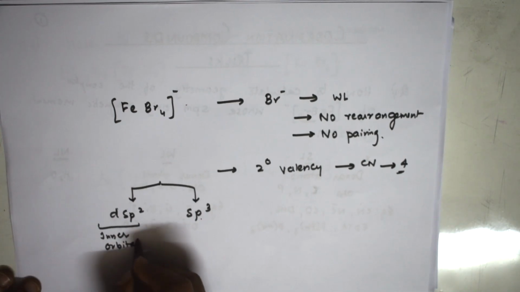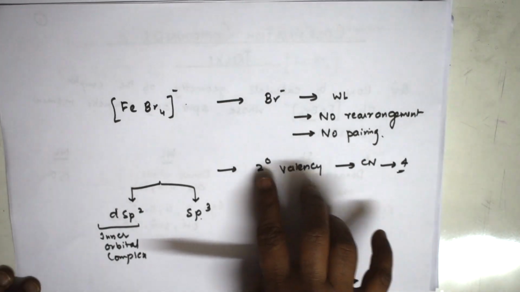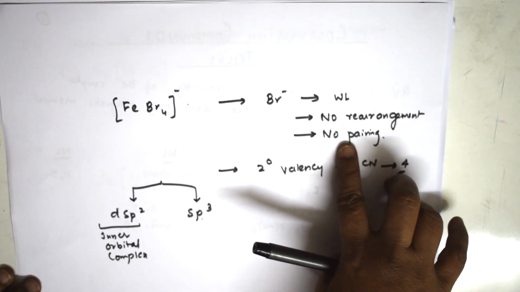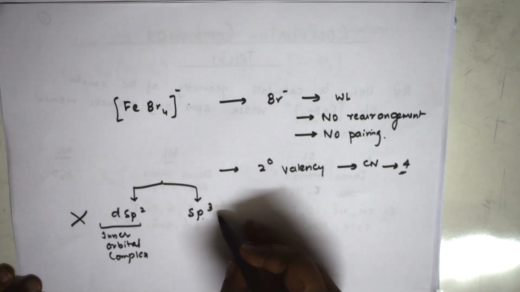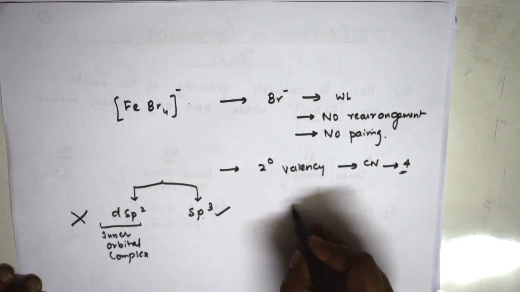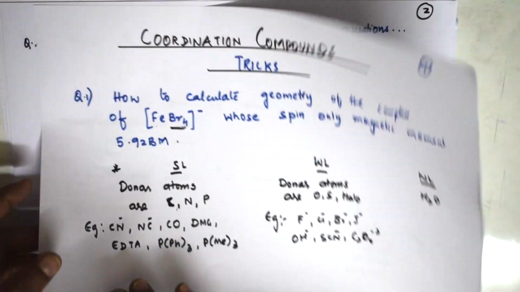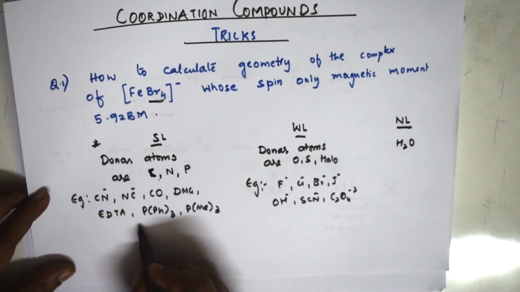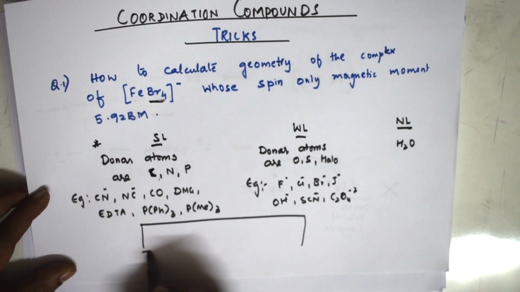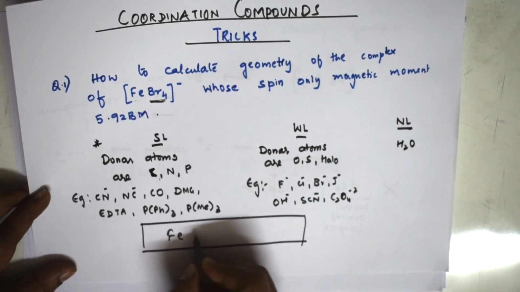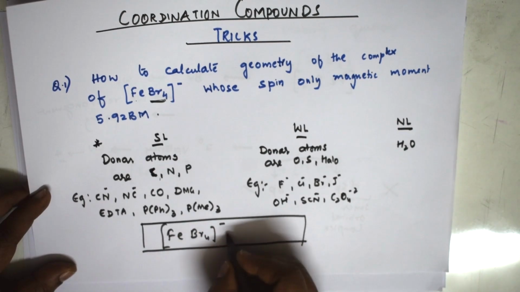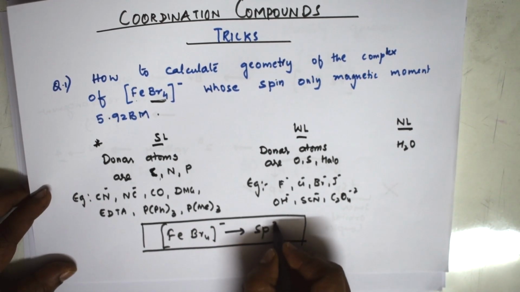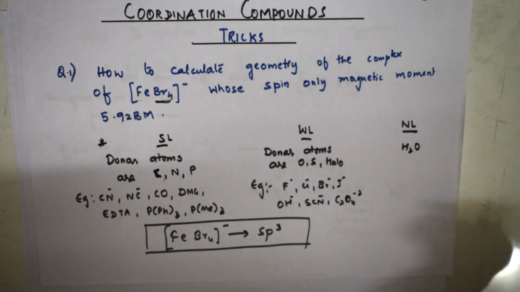So when will this happen? Inner orbital complex means basically pairing happens. Now we said bromine is a weak ligand, no pairing happens, so it will not go for pairing. What is left? sp3. So what is the hybridization? Now we said FeBr4, what is the thing? Now we can just clearly say that FeBr4 minus, what type of hybridization does it have? It has sp3 hybridization with the geometry that is tetrahedral structure.